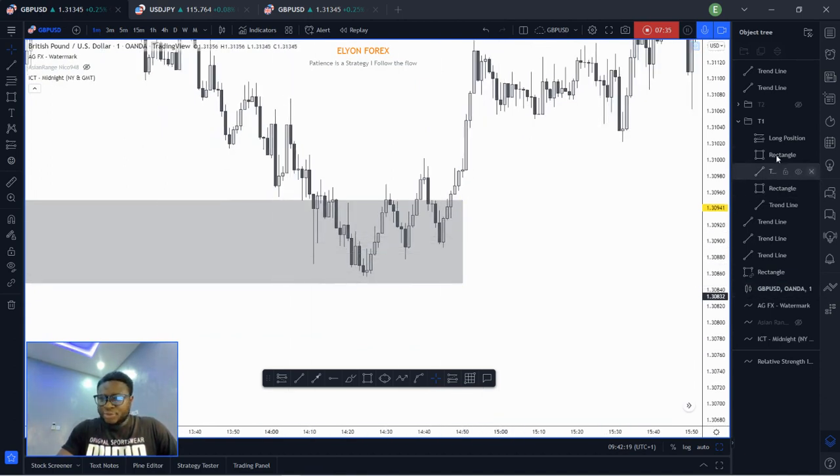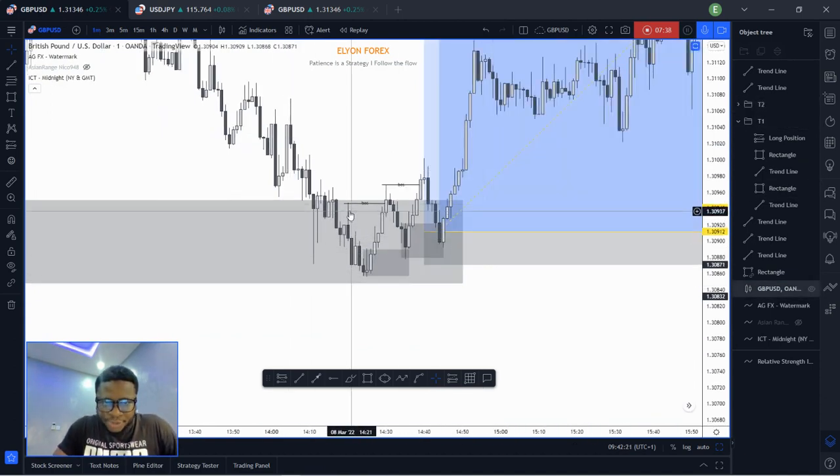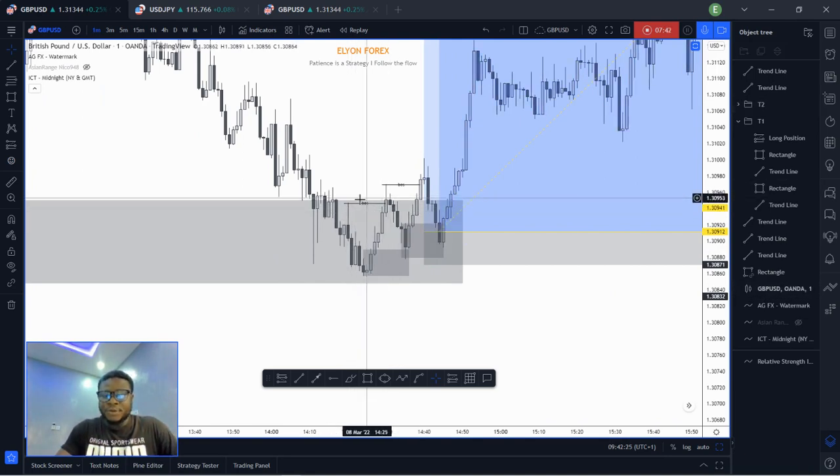I saw another break of structure, and let me show you. I saw that the market broke the highs of this week as a break of structure. After the break of structure, I wanted to see a mitigation play, and I saw the mitigation play right here.